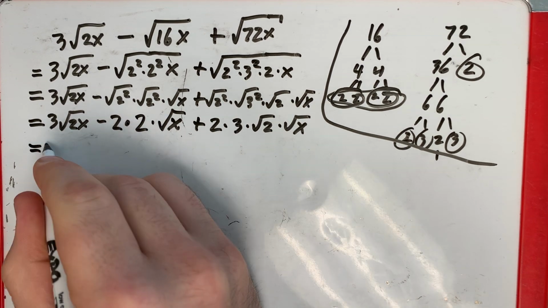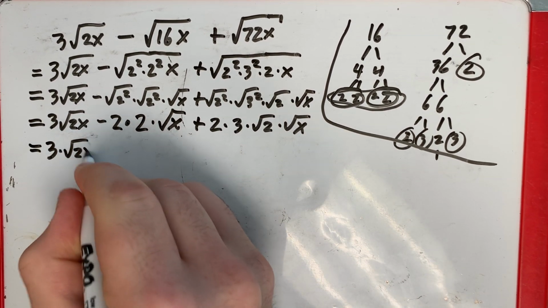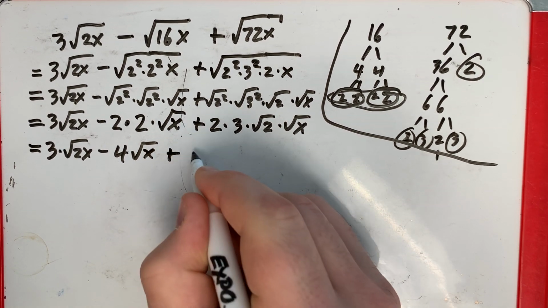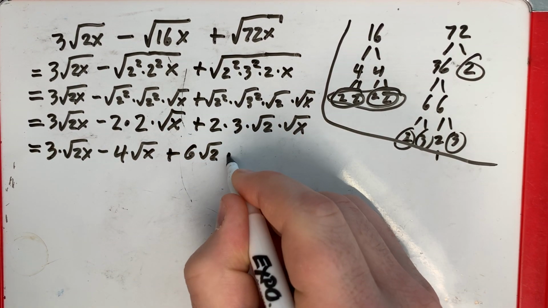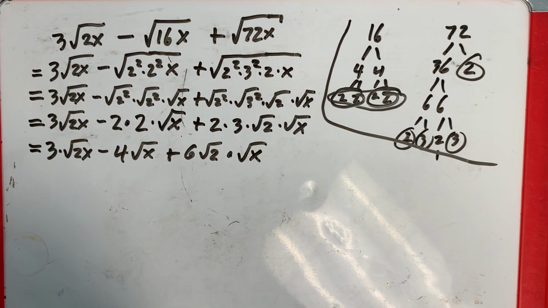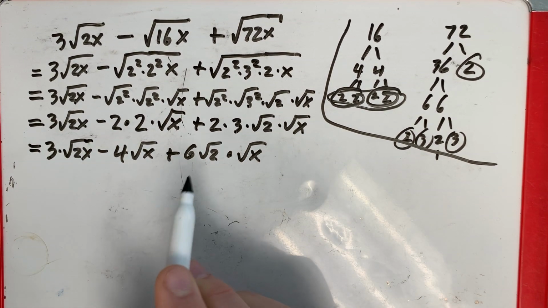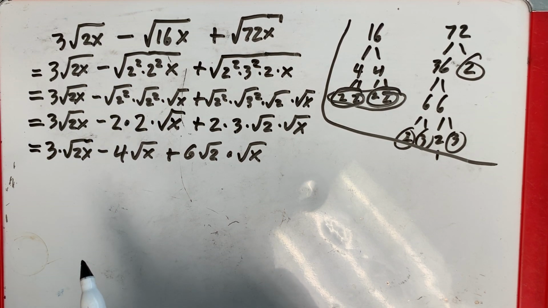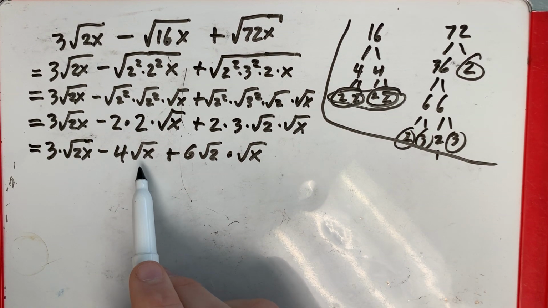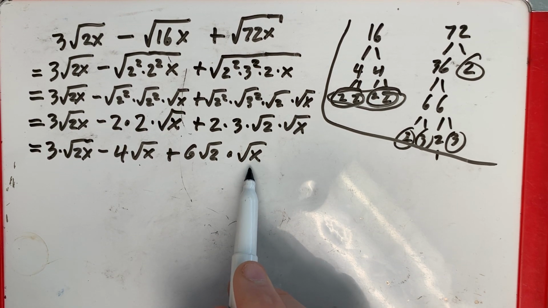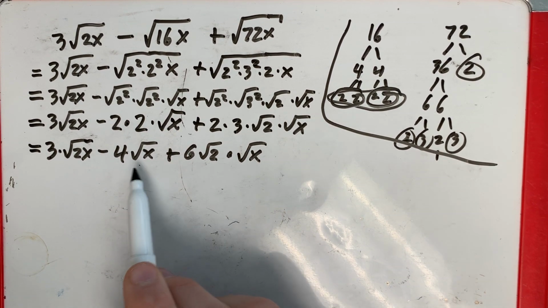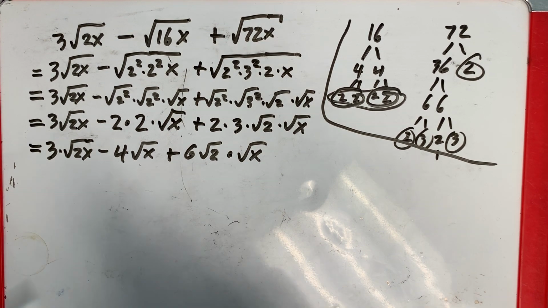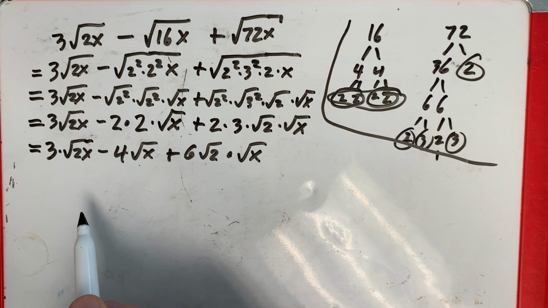So simplifying as possible, we have 3 times the square root of 2x minus 4 square root of x plus 6 square root of 2 times square root of x. Okay, so at this point, you could be like, okay, this is pretty much simplified, but I think we could go one step further here. Notice I have a square root of x in each of these terms. I want to be able to factor out a square root of x wherever possible, so I can simplify this further. Duplicate writing is a bad thing when it comes to simplification.